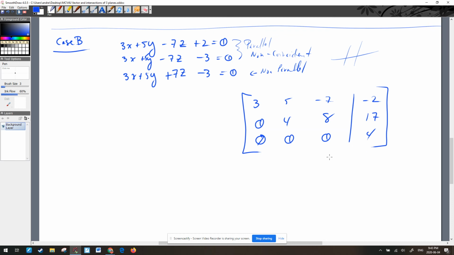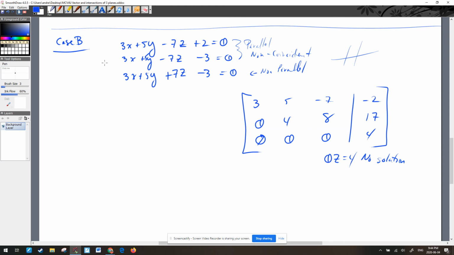Because this is telling me 0z equals 4. No solution. Now, what's weird about this is you wouldn't know if I just gave you this one which inconsistent case it was. You would just know it's inconsistent. If you had the start position and the end position, then it would be very obvious. But you would know it's inconsistent. So that's what case B looks like.